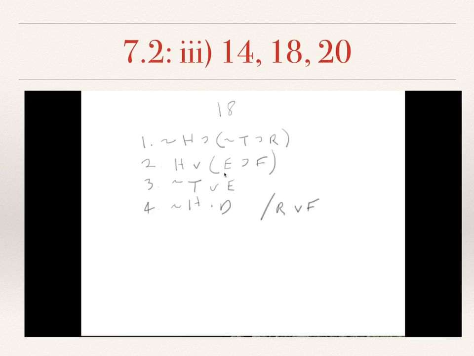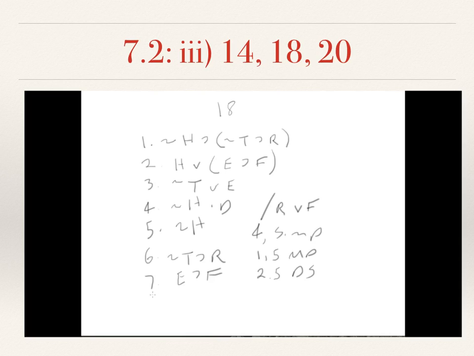So it looks like we should be able to go about doing that. So let's go. We have not H and D, so we can get not H by itself by simplification from line 4. And that allows us then in step 6 to get not T implies R by modus ponens of 1 and 5. And we have not H, and we have H or E implies F. So by disjunctive syllogism, we can get E implies F by itself. So E implies F by steps 2 and 5, disjunctive syllogism.